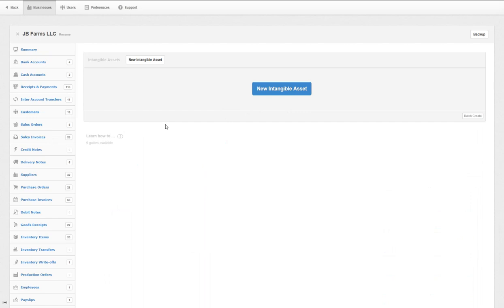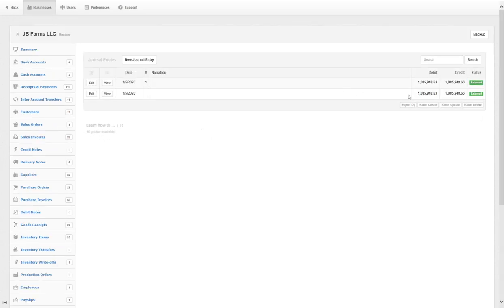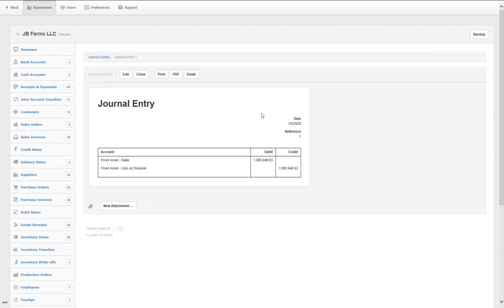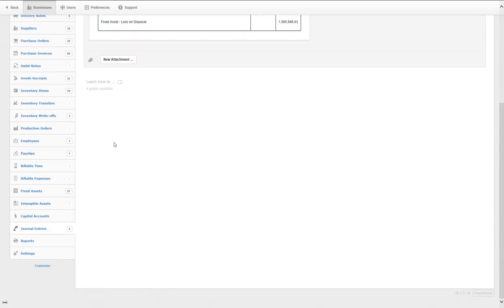I think we all know what intangible is, but I don't have any of those assets on my farm right now, so nothing there. I don't have any capital accounts. Journal entries, I've done a couple of them, and they always have to balance out. So you always have to have a debit and a credit. So you're pulling it from an account and putting it to another account to make your balance sheet balance back out if something is wrong. And that's what I had to do there. I had to debit my fixed asset sales and put it into loss on disposable, or vice versa.